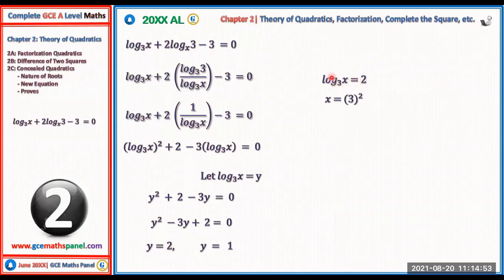To solve this one, since we have a log, I can convert to exponential form. You take this base, this power is equal to this number, so x equals this base raised to this power. The power is always on the right-hand side. So here our x is equal to 3 to the power 2, which is 9. Similarly, log x base 3 equals this other root, 1, and x will be equal to this base raised to this power, 3 to the power 1, which gives us x equal to 3.